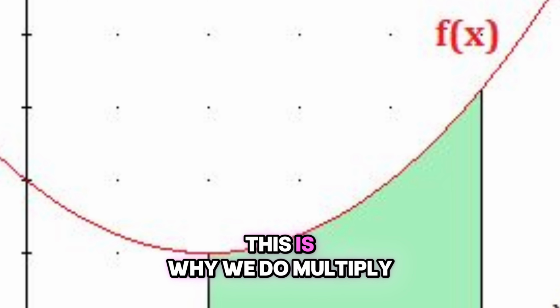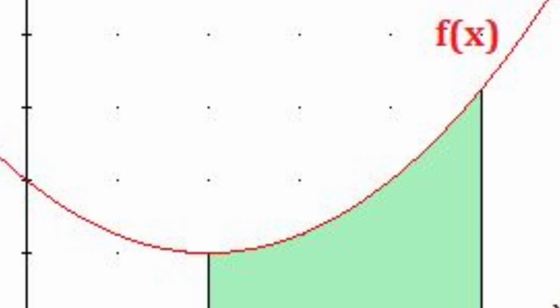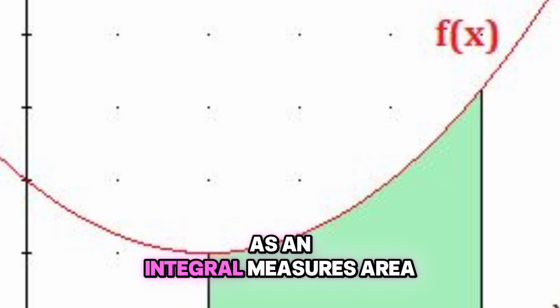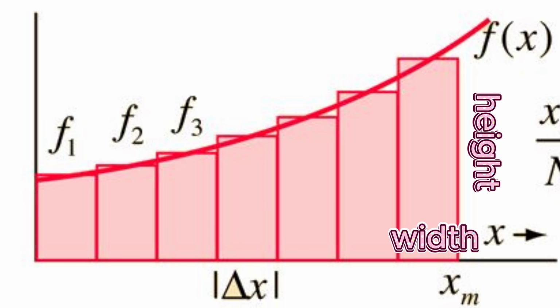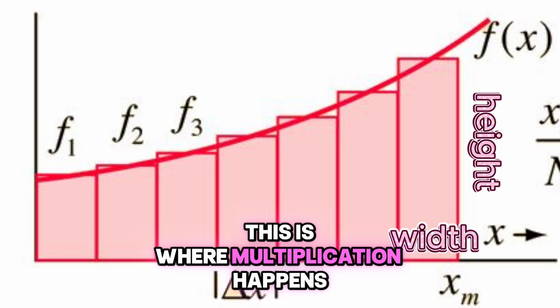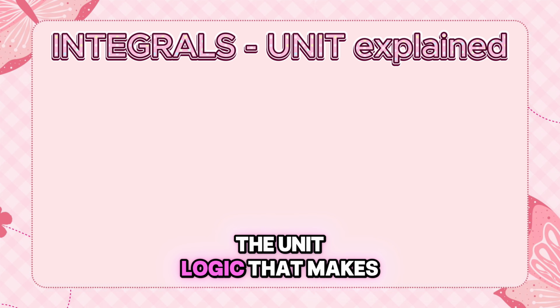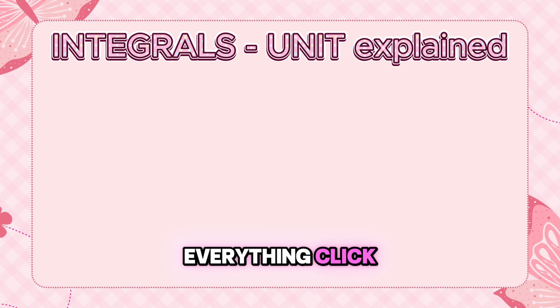And now integrals. They are different, and this is why we do multiply, because an integral measures area, and area is width times height. This is where multiplication happens. The unit logic that makes everything click.